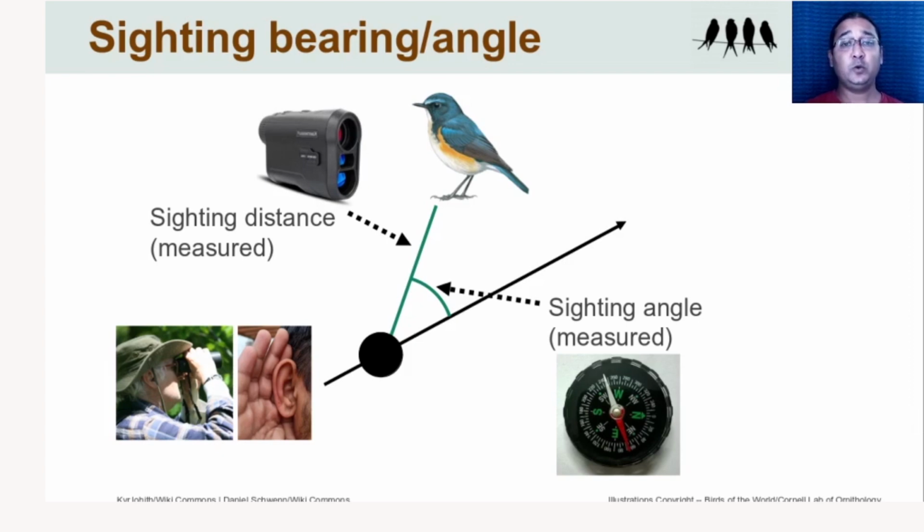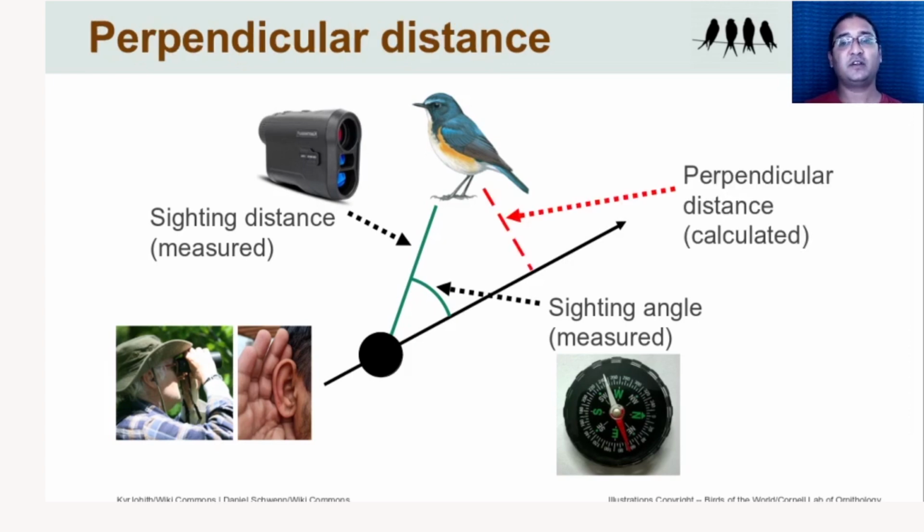Why do we do this? We do this because what we're interested in ultimately calculating based on the sighting distance and the sighting angle is the perpendicular distance of the bird from the line. So using a bit of trigonometry and with these two measures, the sighting distance and the sighting angle, we can calculate how far the bird was from the line itself, the perpendicular distance of the bird from the line. Now, once you calculate these perpendicular distances of each of the birds that you've seen, so for every bird, you measure the sighting distance and the sighting angle, and for every bird detected or group of birds detected, you get a perpendicular distance, which is the distance of the bird from the line.